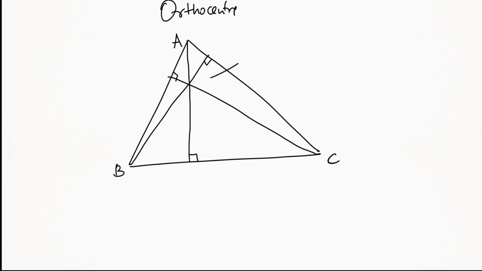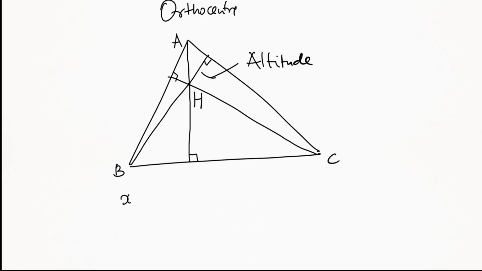Okay, these are what? Altitudes. This is the orthocentre, and this point is usually denoted by H. Alright, there is one formula also, but that is not very useful. You can make a note.